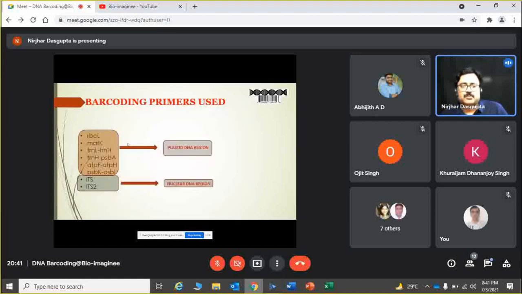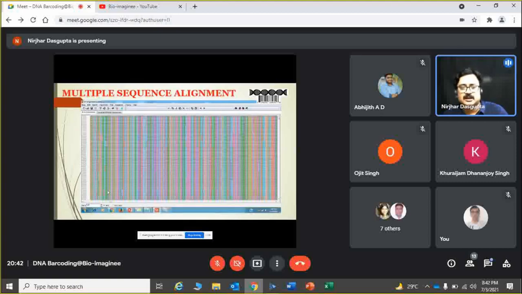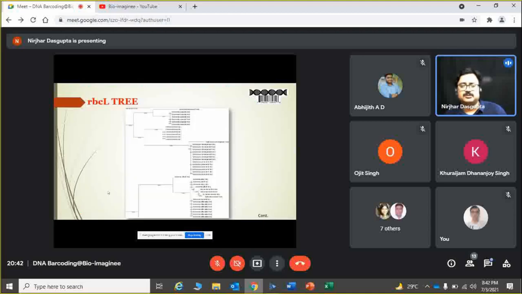So for testing, what are the different barcode primers? These are the ones that we selected: RBCL, MATK, TRNLH, TRNH, PSBA, ATPFH, PSBK, PSBI, and these are the plastid DNA regions, and these two are the nuclear DNA regions. So these are the markers that I had selected for my studies. And this is basically how the multiple sequence alignment looks.